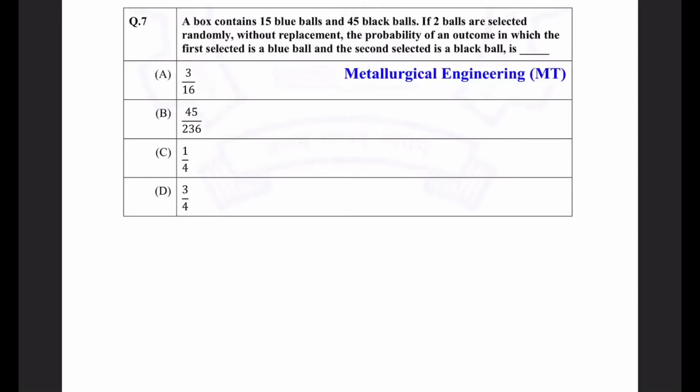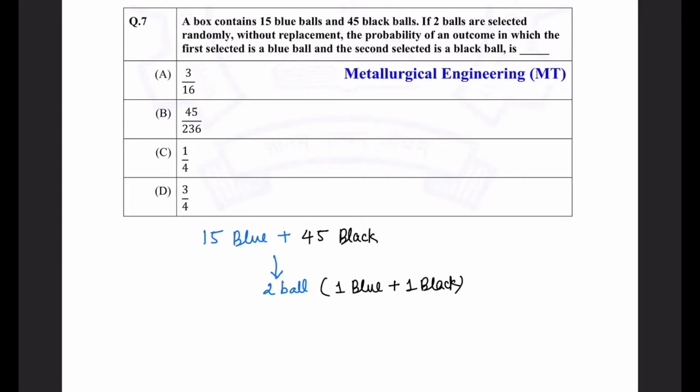According to the question, there are 15 blue balls and 45 black balls. You have to take two balls from this set, and these two balls should consist of first a blue ball and the next a black ball. So this can be done. What is the probability that the first ball is blue and the second ball is black?